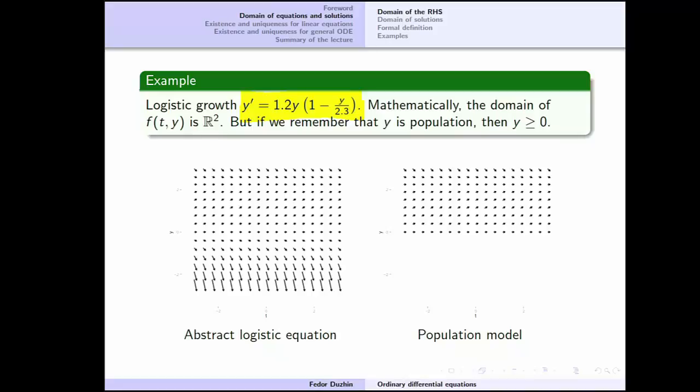But at the same time, if you remember that y is population, then you don't really need to even consider the case when y is negative, so you can simply exclude it from your domain, right? So in other words, if it is an abstract equation, then its domain is the whole plane. But if it is an equation that is supposed to model the real process, the population growth, then its domain is the half plane y bigger than or equal to 0.